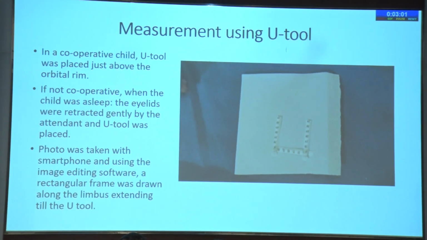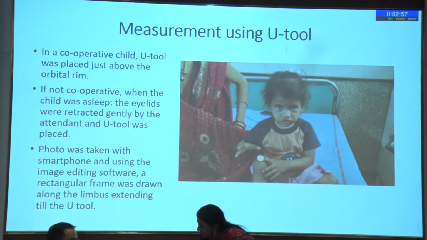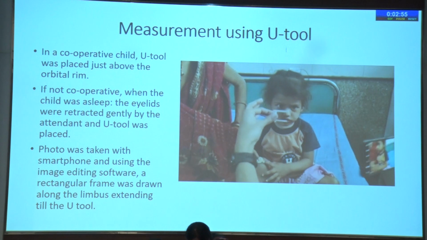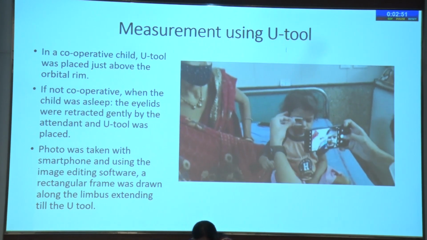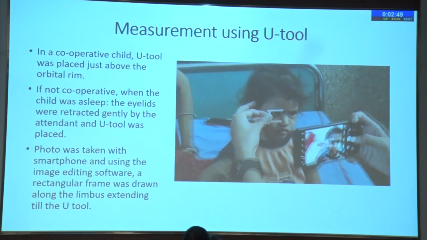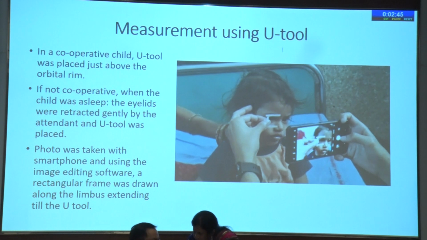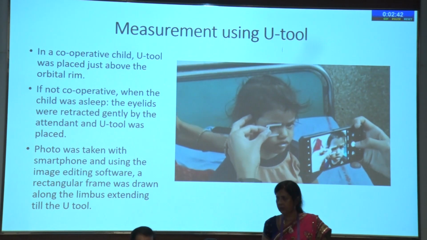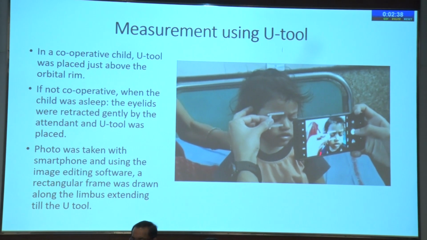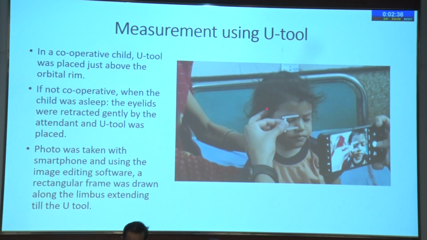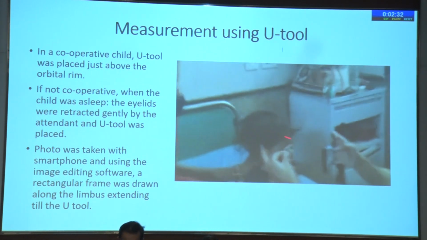In cooperative children, U-tool was just placed above the orbital rim. If the child is not cooperative, when the child was asleep, the eyelids were gently retracted by the attendant, and U-tool was placed. Then a photo was taken with a smartphone. Care must be taken that the U-tool and the smartphone should be parallel to the eye so as to avoid the parallax error.